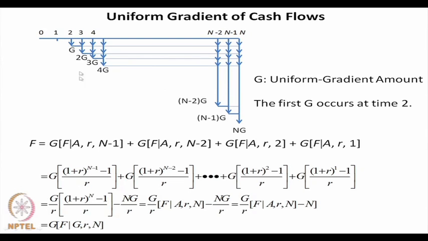So, I can find out the equivalent amount at the end here. For this, it is g multiplied by ((1 plus r) to the power n minus 1) by r. For this, it is n minus 2. For the third one, it is etcetera, etcetera. It continues. So, this can be summed and the value can be found to be a simpler one, and that can be given a notation F given G, r, n, instead of F given A, r, n.